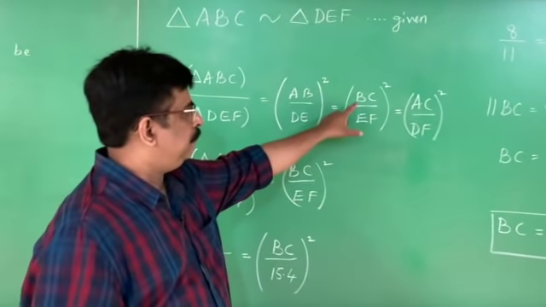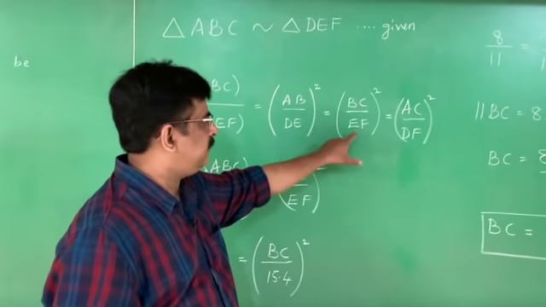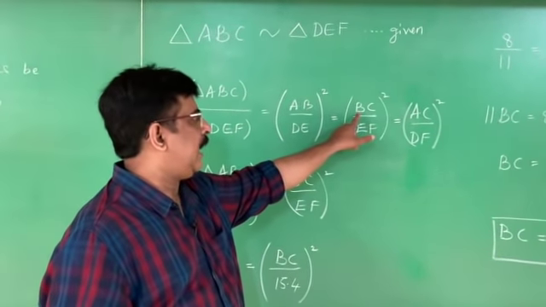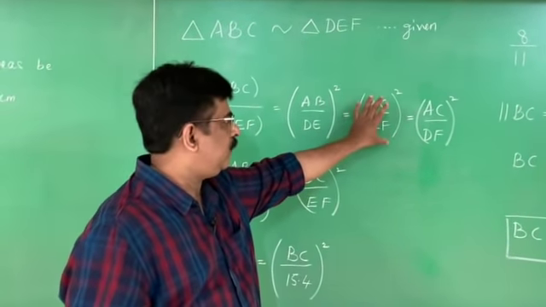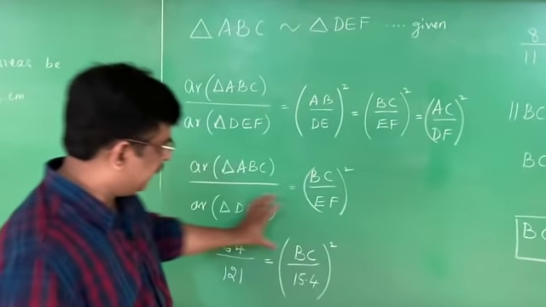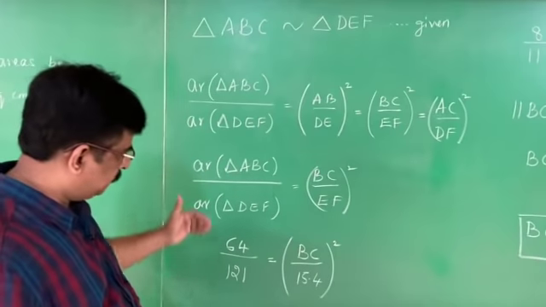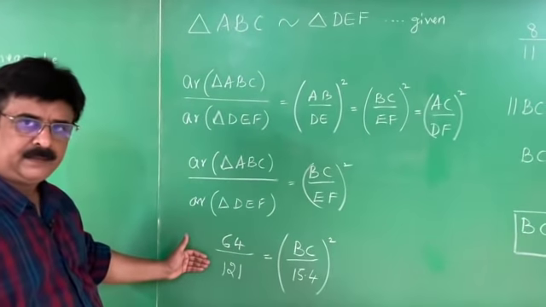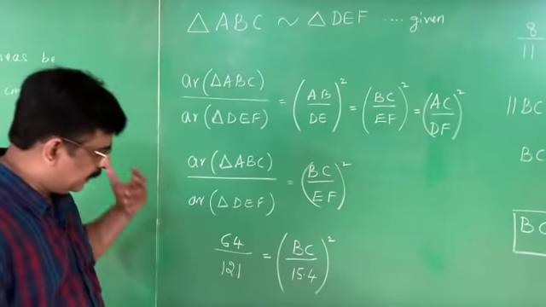I picked BC by EF. Why? Because he has given the value of EF and he asked to find the value of BC. Therefore, this ratio and this one I selected. This is the selection part. Then this is the substitution part. Then here there is a skill, mathematical skill.